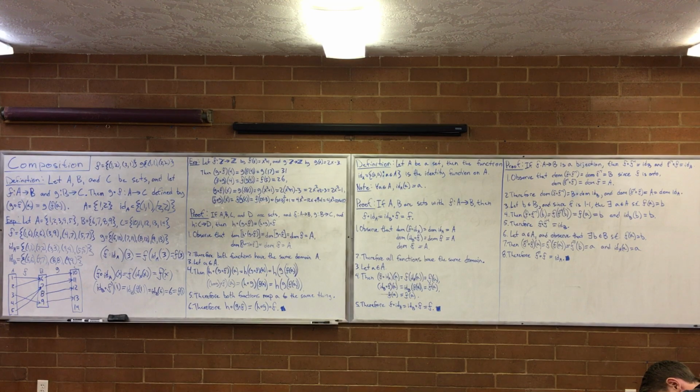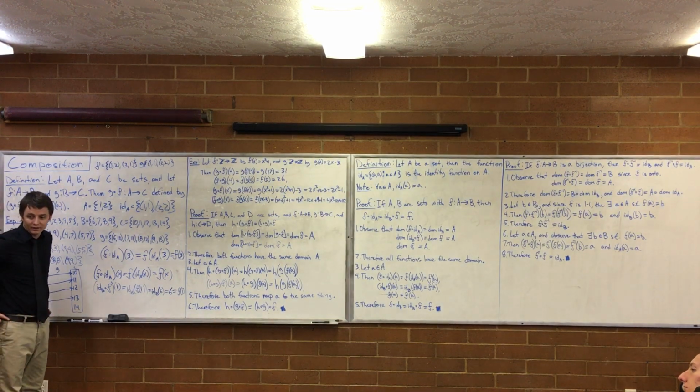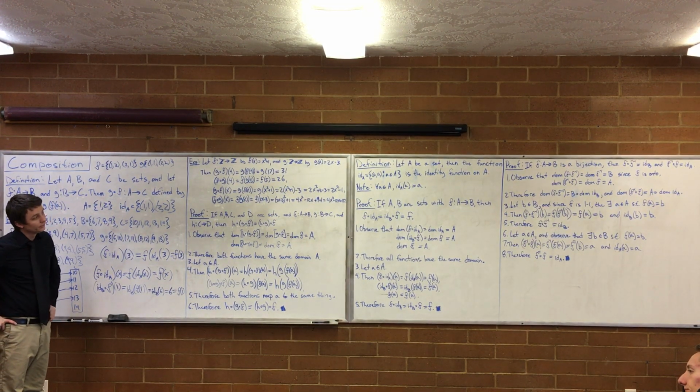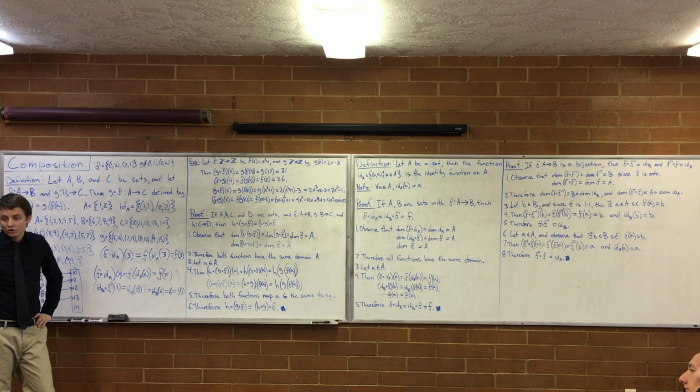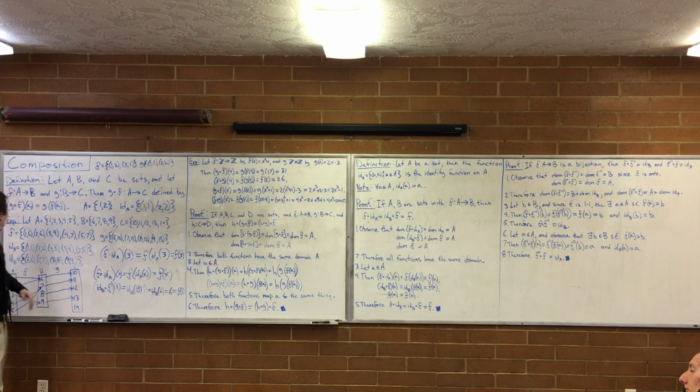The identity on A is just a function that maps everything in A to itself. One way to think about it is, do one mapping, then do the other. So this means do the mapping of f, then do the mapping of identity on A. F takes all these things and maps it to these things. G takes these things and maps it to these things.